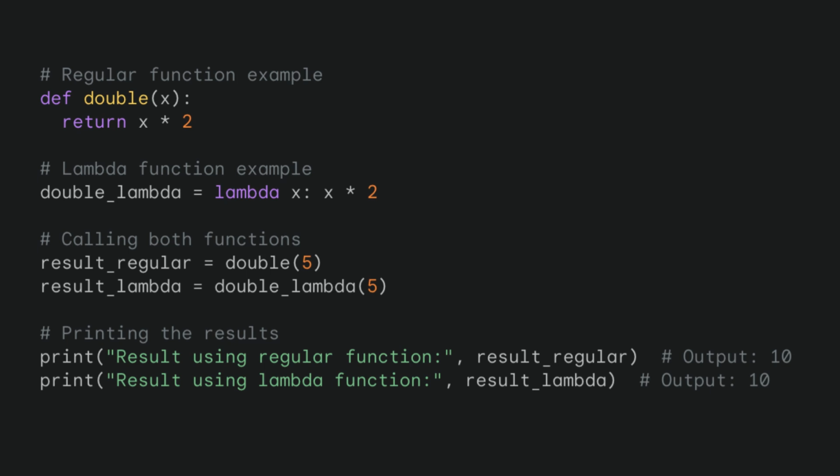So we can call our double_lambda function with the number 5 here. The code calls the function with the argument 5, which gets doubled and stored in the result variable. Printing result shows the output, which is 10.